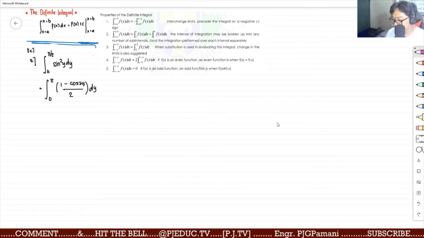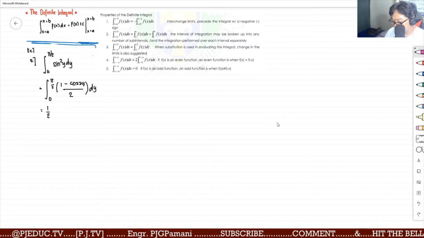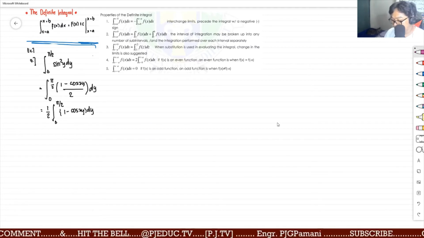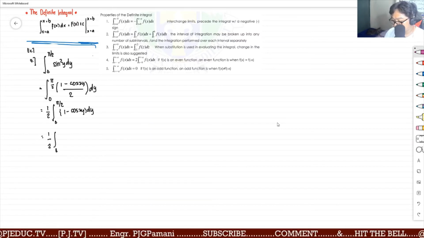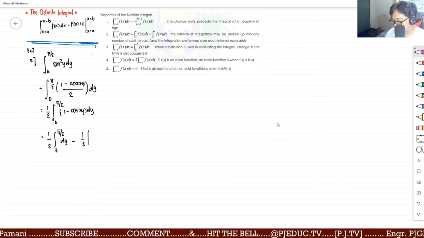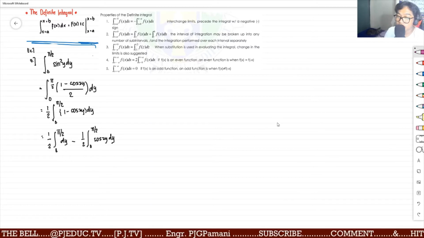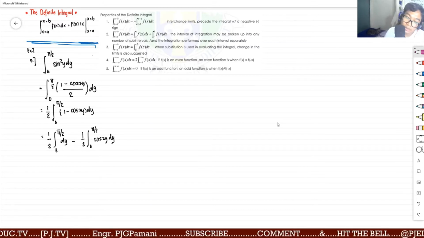Right? Let's take the constant out. That is 1/2 of the lower and upper limit times (1 minus cosine 2y) dy. Right? Then distribute your integral sign: the integral of dy minus 1/2 of the integral from 0 to pi/2 of cosine 2y dy. Correct? Correct.